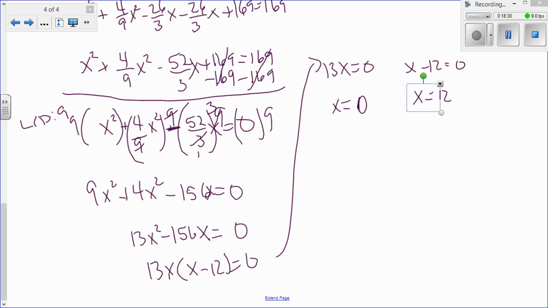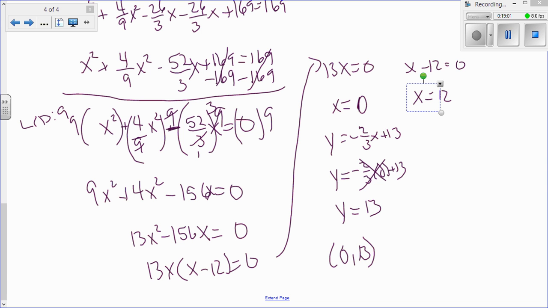So if x is 0, my line was y equals negative 2/3 x plus 13. So if I put in 0 for x, this whole thing is going to cancel out, so y equals 13. So I have the point 0, 13, which is one of the points I predicted up in part B.